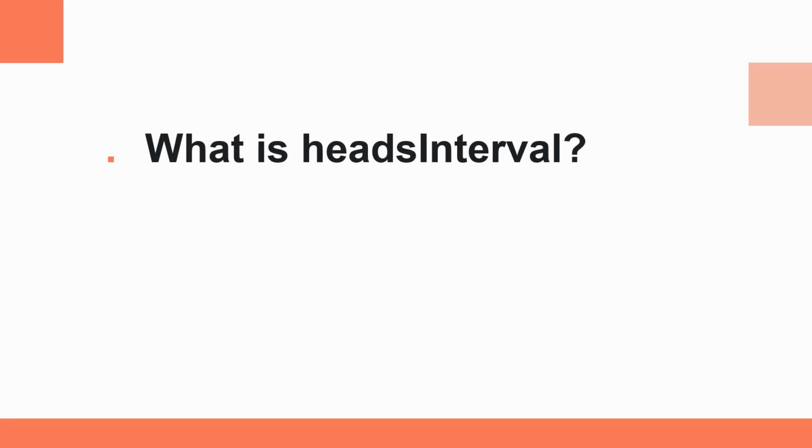So if you have the password policy for 90 days, CPM will change the password on the 85th day, 5 days before the expiration of that password. That's the heads interval meaning. You can also alter it, like you can change it to 1 day, 2 days, or 3 days.